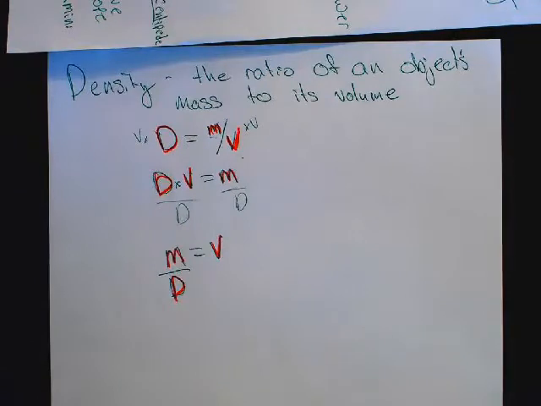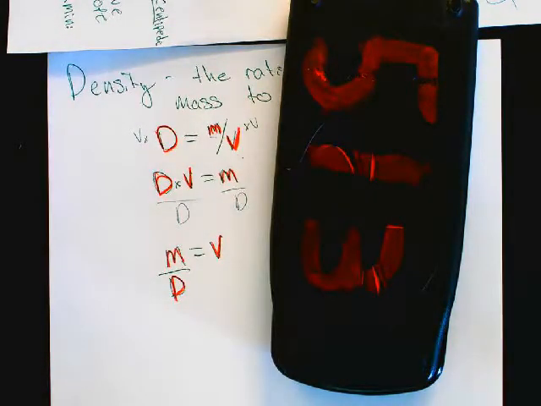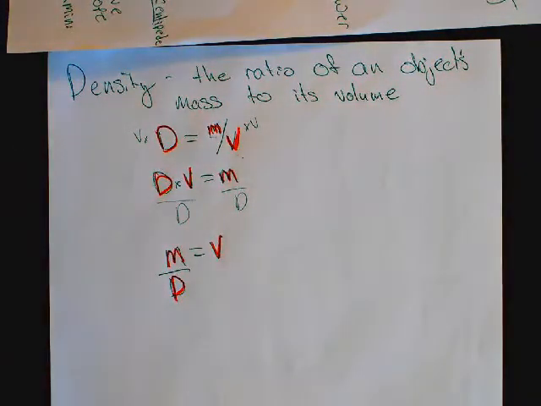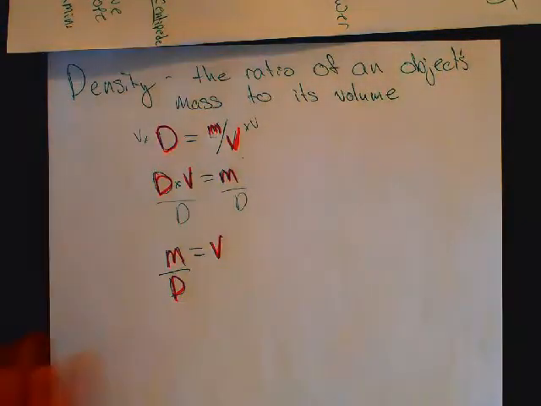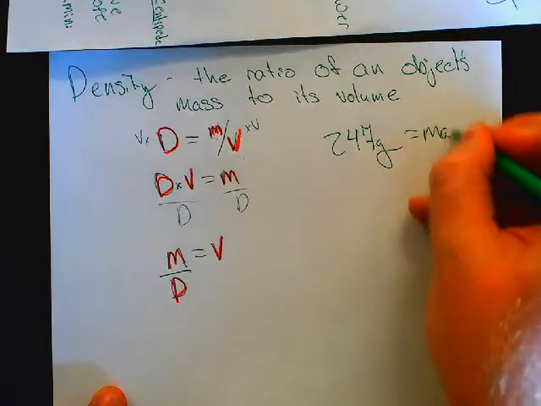So if I wanted to find the density of my calculator, I would need to measure two things. What things would I have to measure? Mass and volume. Yeah, absolutely. So first one I'm going to measure, mass. Come over here to the scale, and the mass of my calculator is 247 grams. Okay, 247 grams is mass.